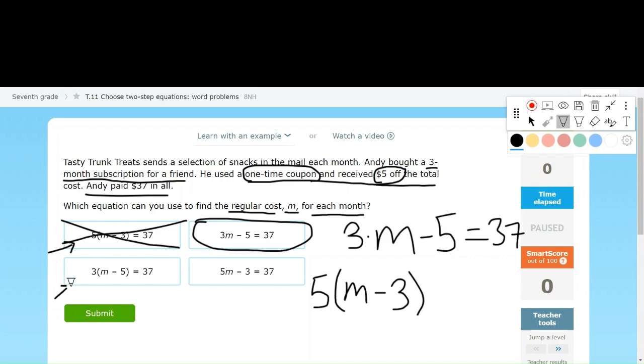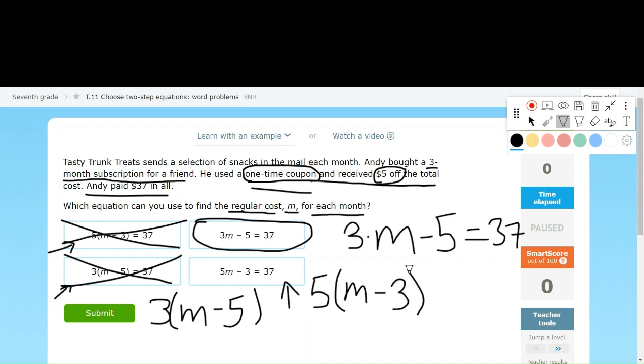The bottom left here, it looks like Andy is receiving $5 off per month for 3 months. That's not the case because the problem says he used a one time coupon. And finally, in the bottom right here, it looks like Andy's paying for 5 months worth of subscriptions and getting $3 off the total cost. That doesn't seem to be the case either.